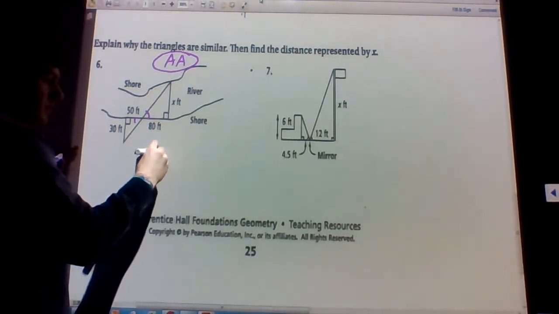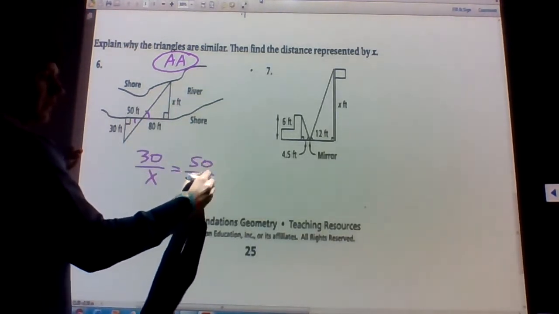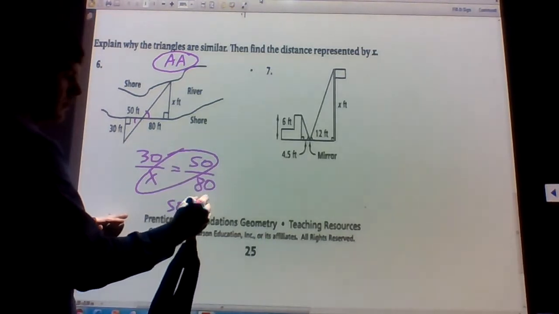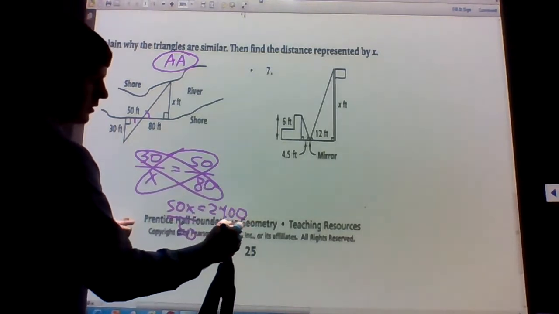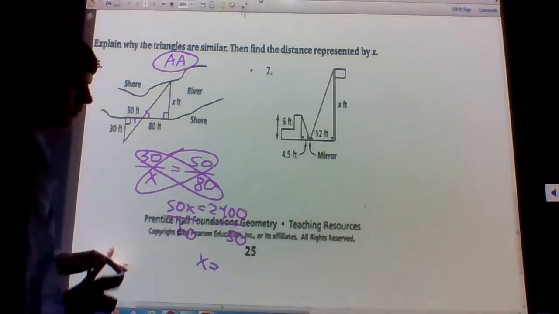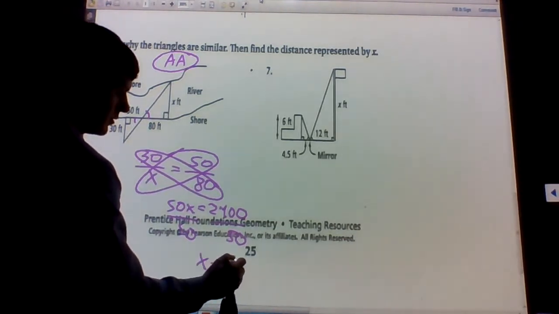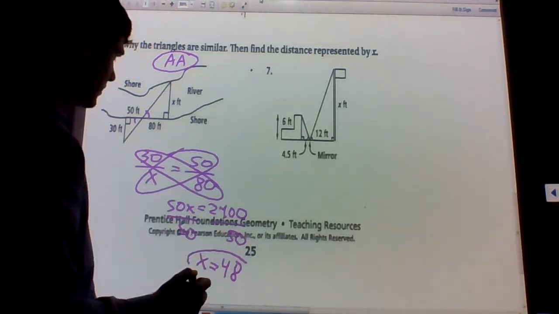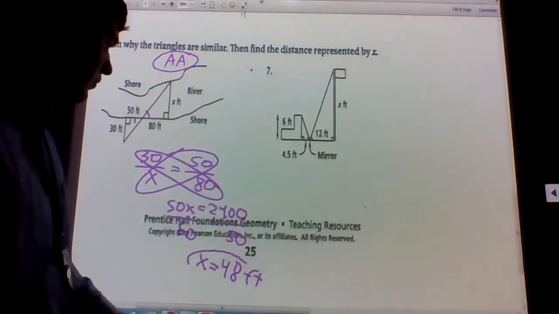So 30 is going to correspond with x, and then 50 is going to match up with 80. We can then cross multiply. So that's 50x equals 2,400 divided by 50. X equals 4.8, 48. Right? 5 goes in 24, 4.8 times.